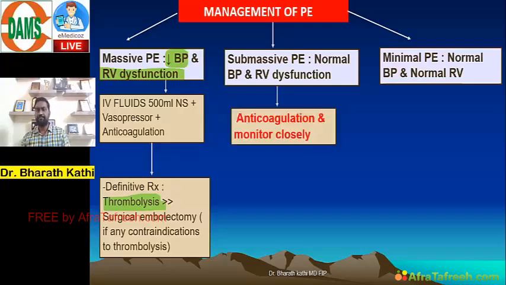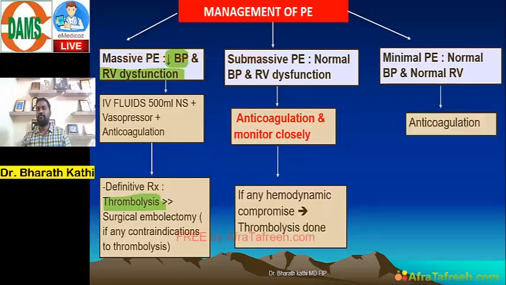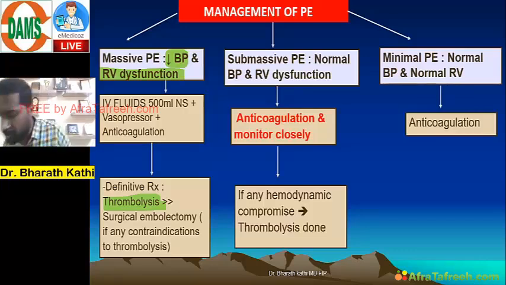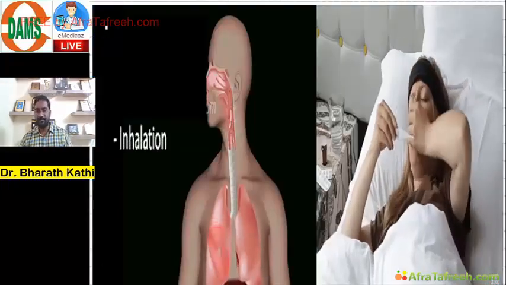Whereas in submassive, anticoagulation and monitor the patient closely. If there is any hemodynamic compromise, then only you should go for thrombolysis. In minimal pulmonary embolism, a small thrombus, anticoagulation will be sufficient. So the must-know concept here is how you identify massive pulmonary thromboembolism and what the appropriate therapy is. The blood pressure is important, and the appropriate therapy will ultimately be thrombolysis. Then pneumonias.